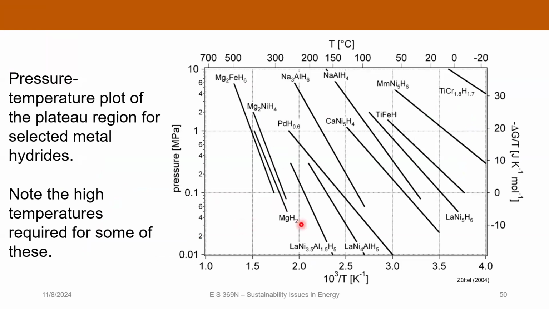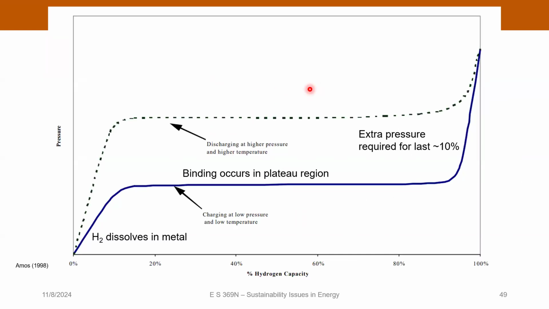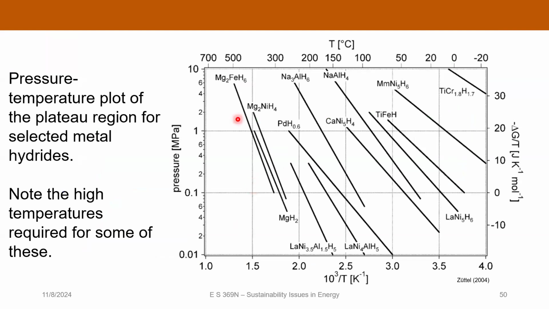And so it's important to think about what the temperature is for the plateau region, depending on which metal hydride you're using. So this is, let's see, a pressure-temperature plot for various metal hydrides. And this is showing you the plateau region for this charging curve here for each one of these. So the pressures are not too terribly high. So 0.1 megapascal, that's roughly 1 atmosphere.